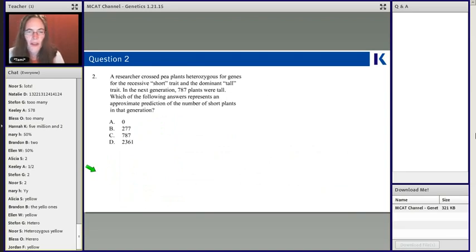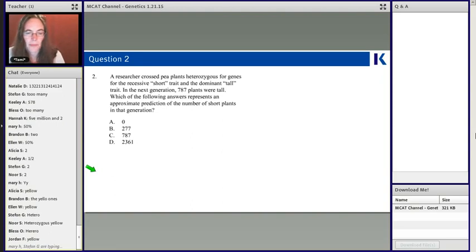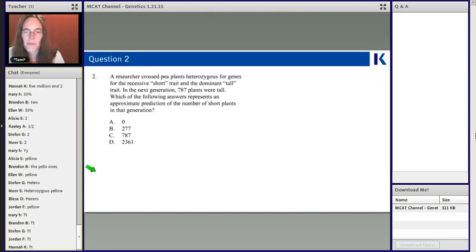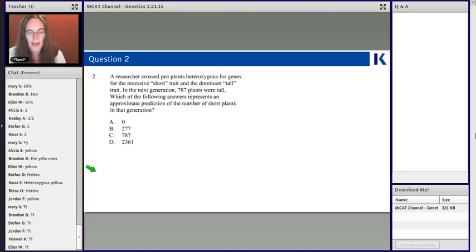And first of all, I noticed numbers, and we're going to talk about those numbers in just a second. A researcher crossed pea plants heterozygous for genes for recessive short and dominant tall. So if they're heterozygous, tell me using T, what is their genotype? Nice. Big T, little t. Perfect. In the next generation, I've got two of these guys, I'm crossing them.